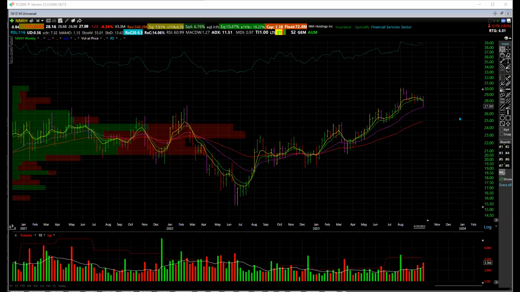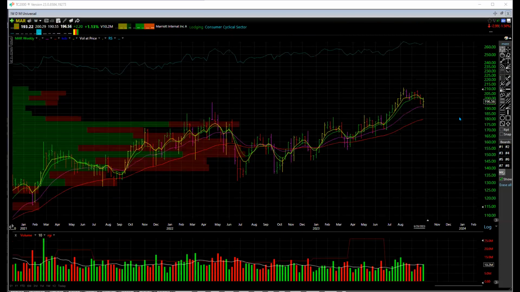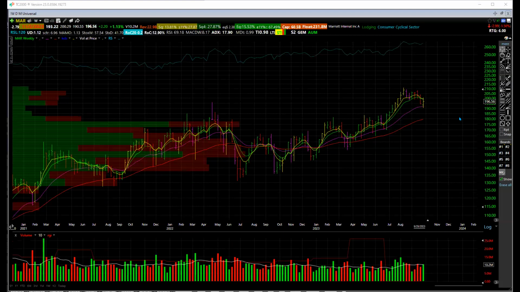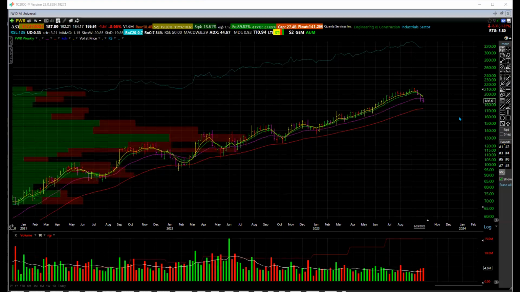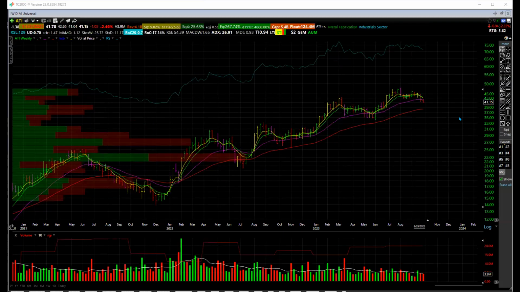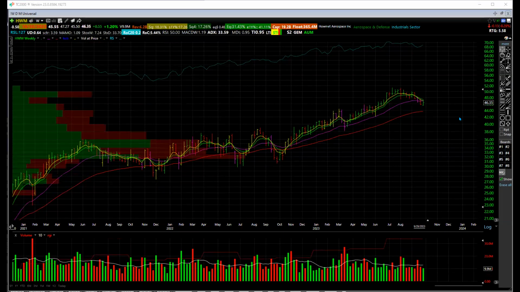This one just looks like a pullback. Same here, a double bottom. Oracle, this looks a bit broken. Huge distribution three weeks ago. Quanta Services, this has been a steady climber. It's still in the left side of the base-building stage. And this looks a bit like a double bottom forming.